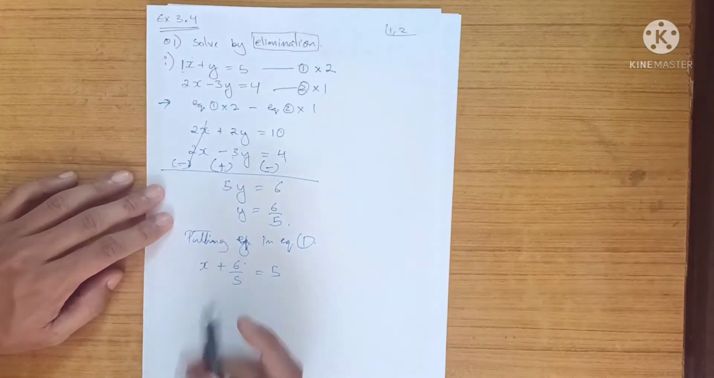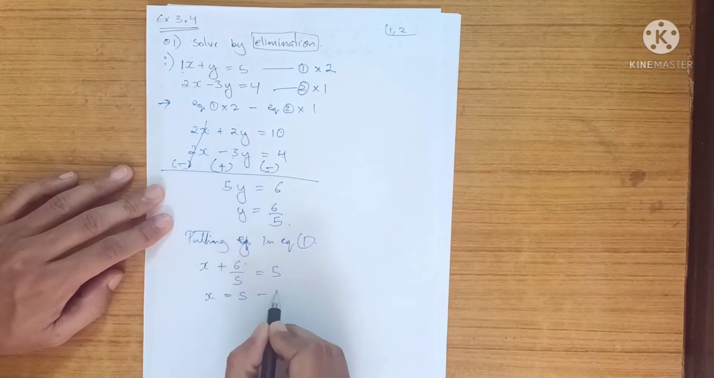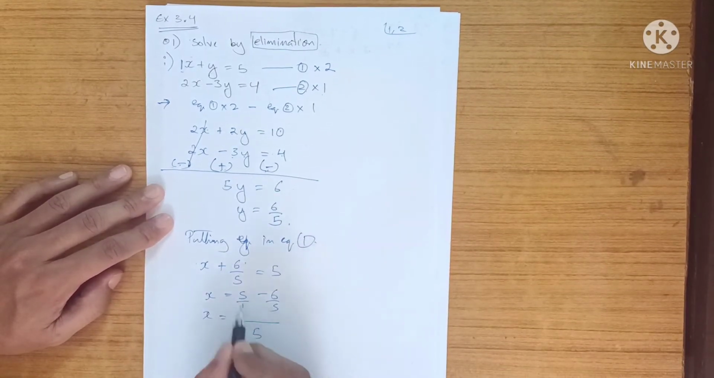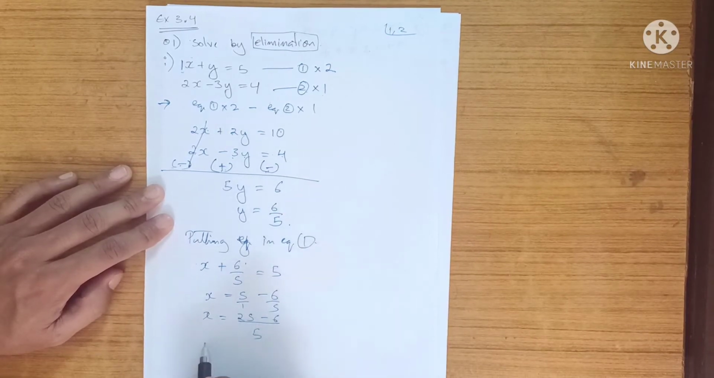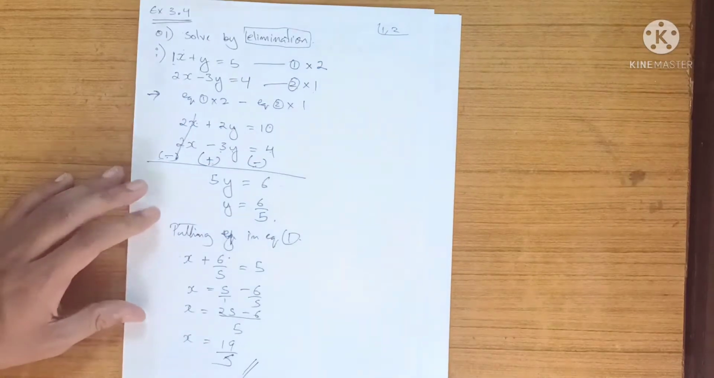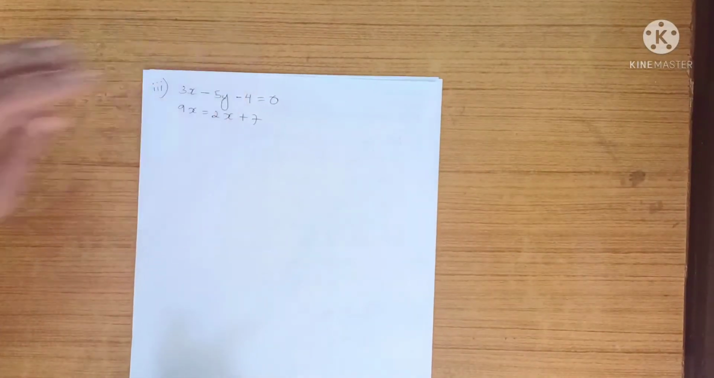Same thing. So if I send this one this side, it will become x equal to 5 minus 6 by 5, and then I'll just take LCM. Since there's 1, 5 is 25, minus 6 plus 6, so x equal to 19 by 5. So that's it. Okay, let's try some other questions just to get familiarized with this method.